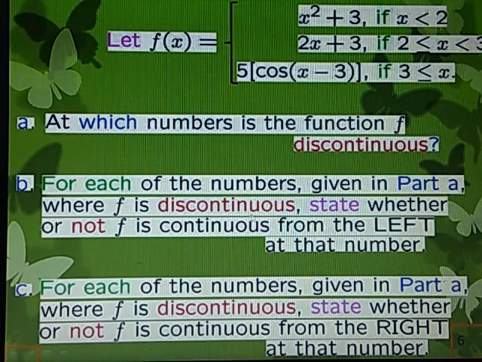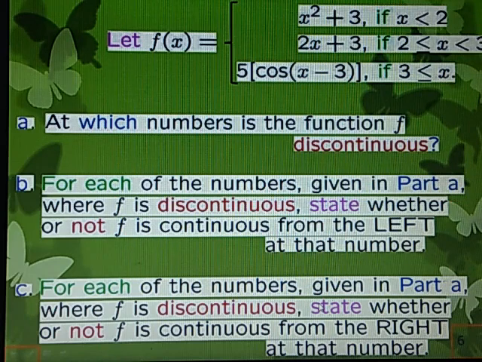Then it is saying, for each of the numbers given in part A where f is discontinuous, state whether or not f is continuous from the left of that number. So once we come to know where it is discontinuous, we will see how it is behaving on the left of that number. Is it continuous or discontinuous?